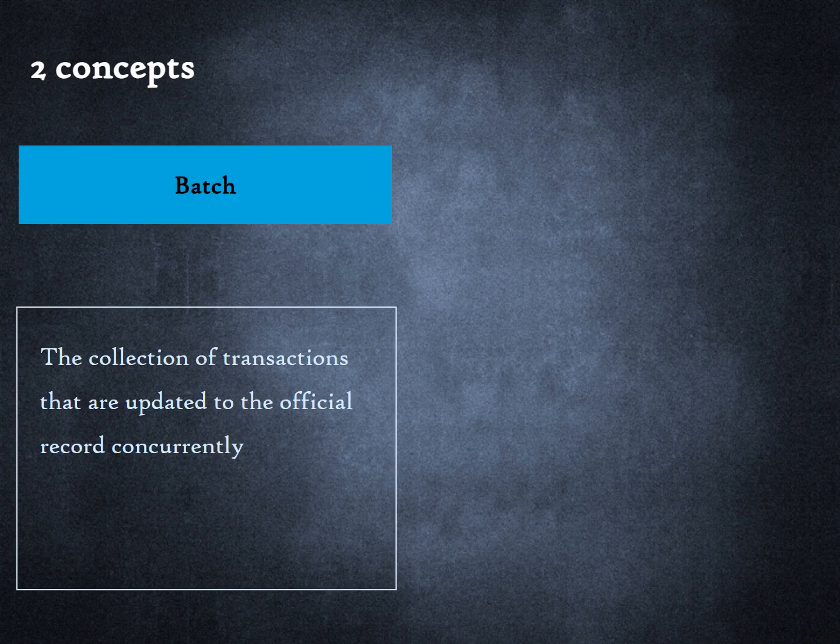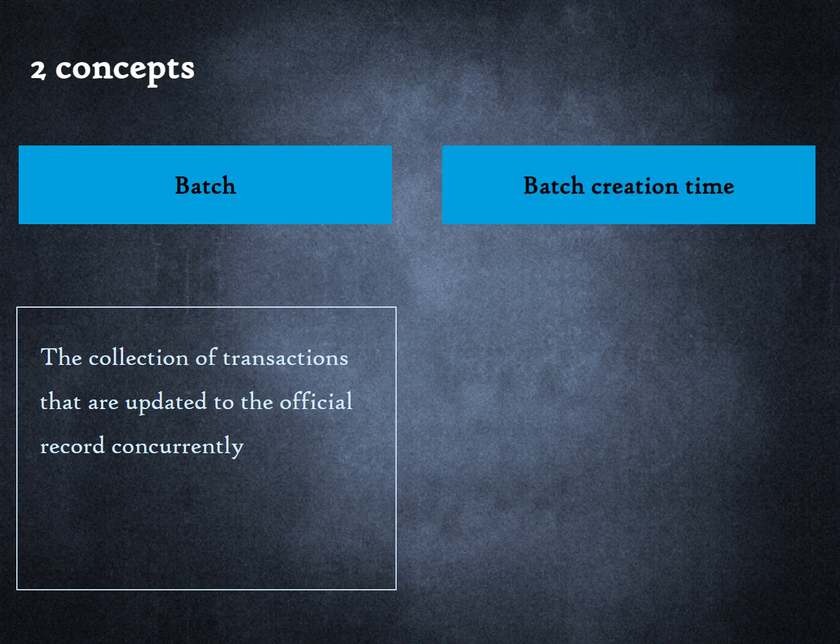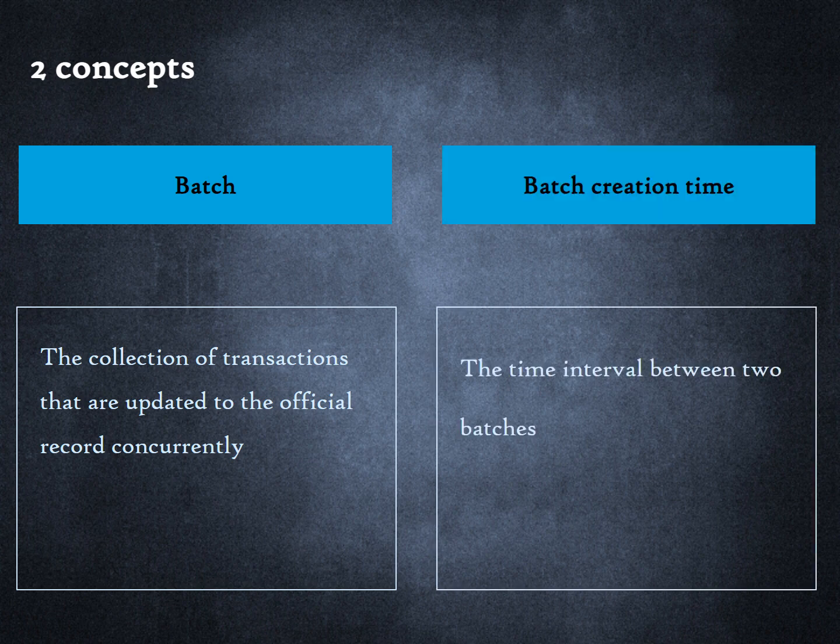There are two separate concepts we can identify from the credit card example. One is the concept of a batch. The batch refers to the collection of transactions that are updated to the official record concurrently. In our credit card example, it was all transactions that occurred on that calendar date. The second is the concept of the batch creation time. This refers to the time interval between two batches. In the credit card example, we assumed that the end-of-day feed to the issuing banks was occurring at 9 p.m. Hence, the batch creation time was 24 hours.